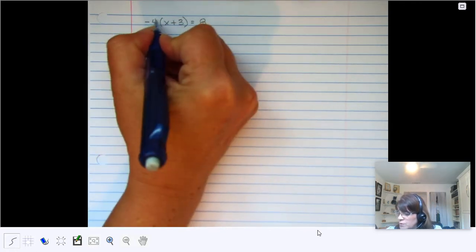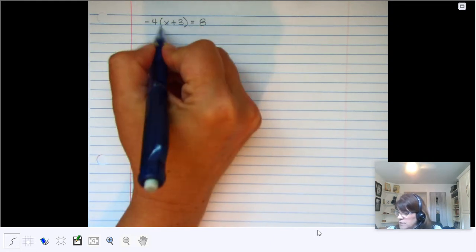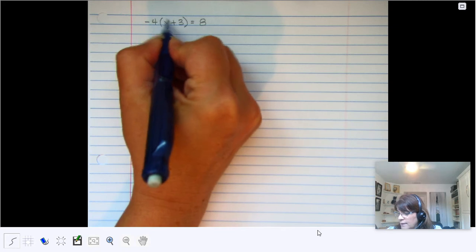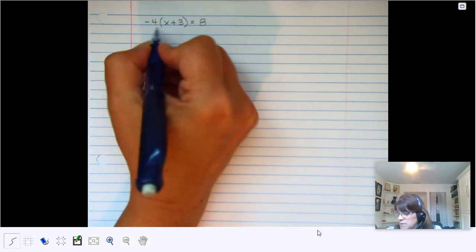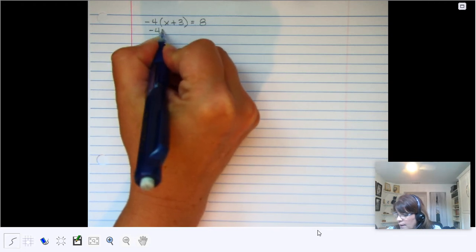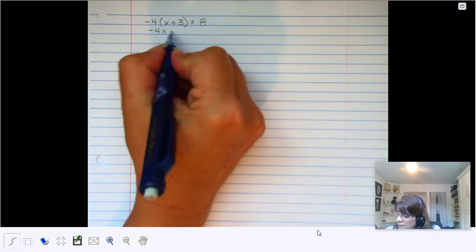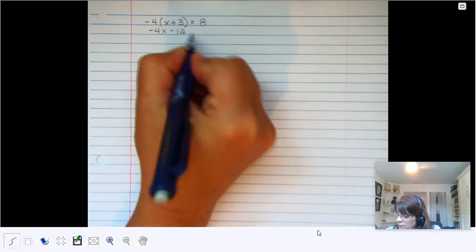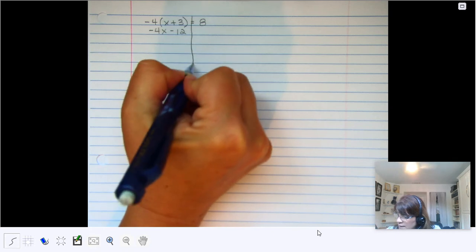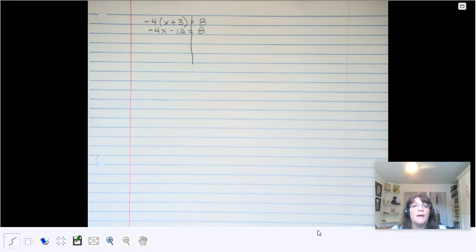To distribute, you take whatever value is right in front of the parentheses and you multiply that into every term inside the parentheses. So negative 4 times x is negative 4x. Negative 4 times positive 3 is negative 12. We keep our equal signs lined up, and that's still 8 over here. Nothing happens on the other side. Now we solve a two-step equation.